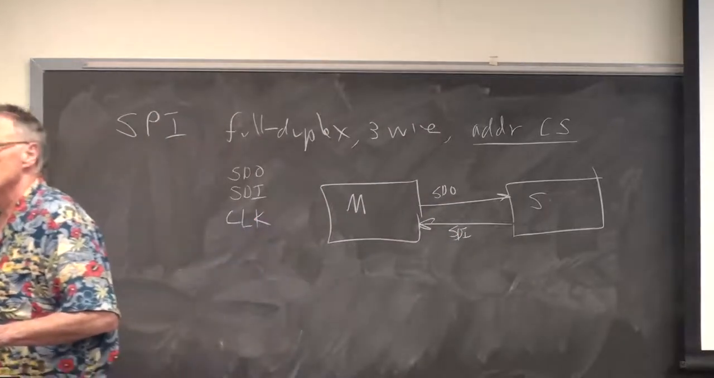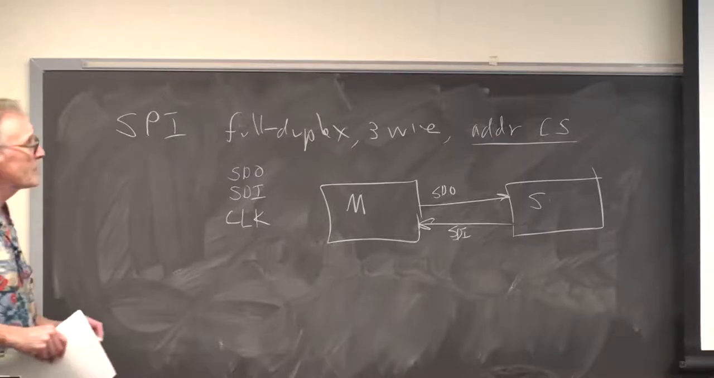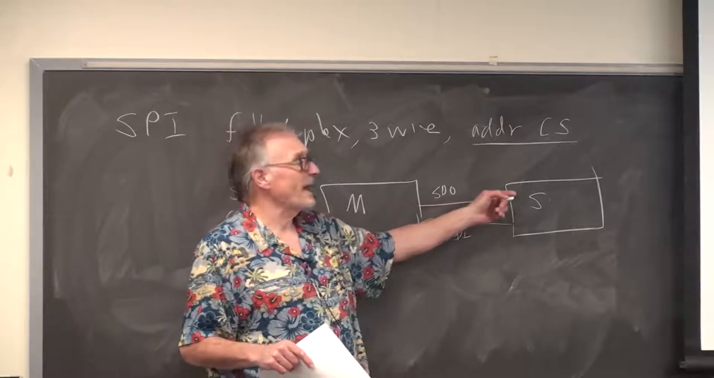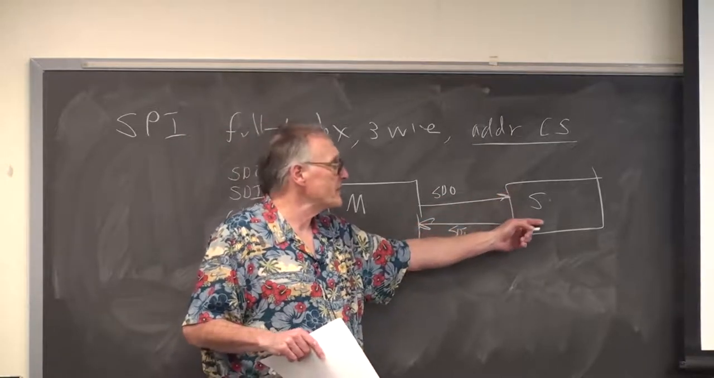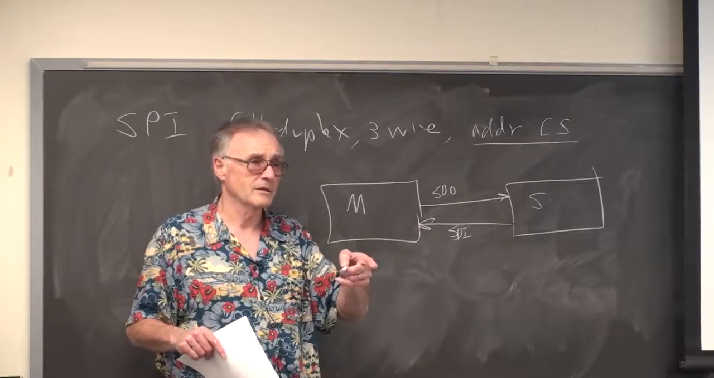For instance, with a DAC, there is no data coming back. You're loading voltages out to the DAC. You're never reading the channel, but there's always data there to read. For some memories, you have to send it an address and then do another transaction to get the data back.